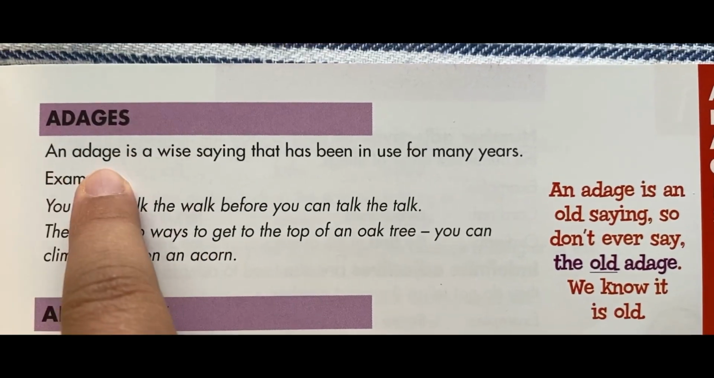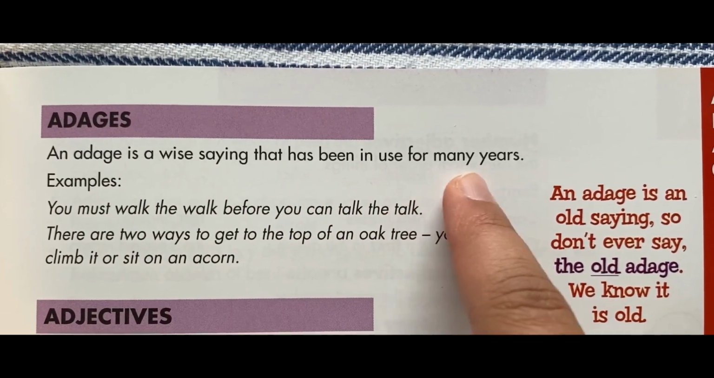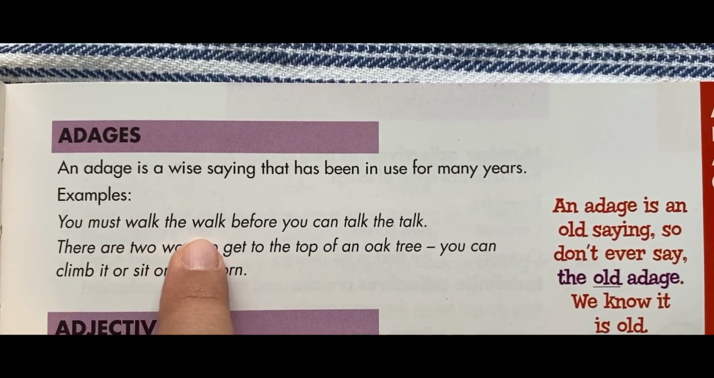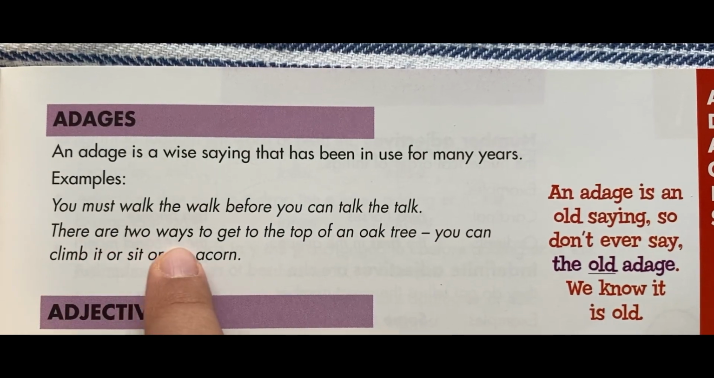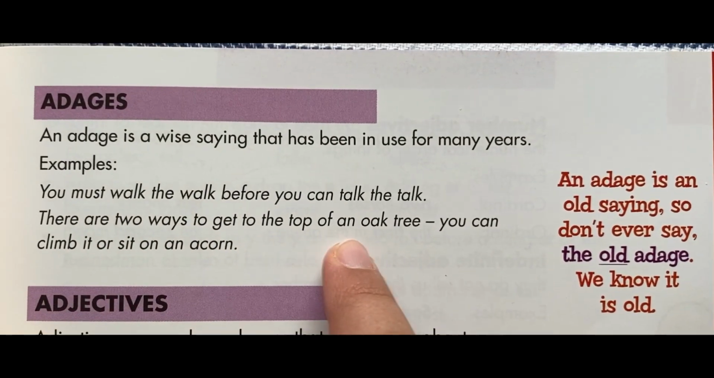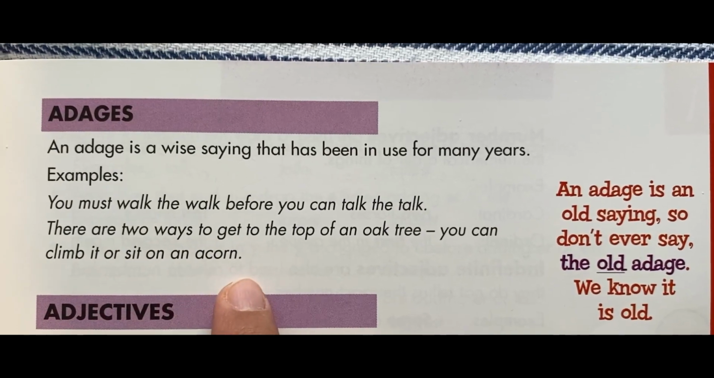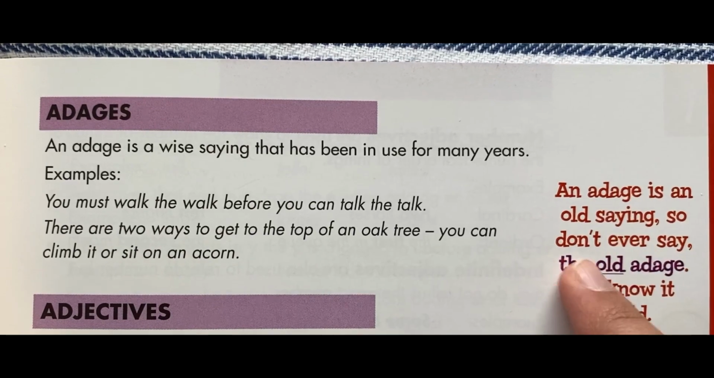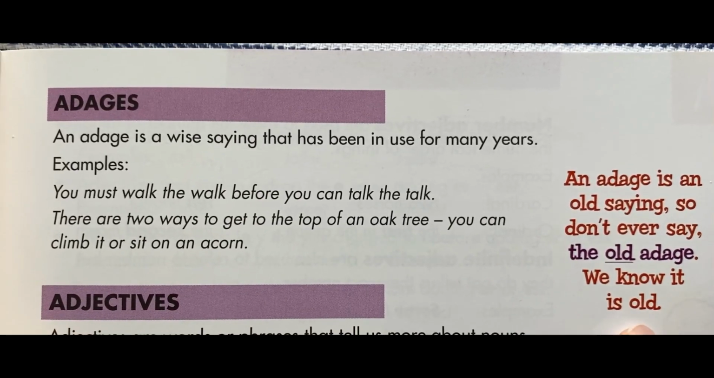Adages. An adage is a wise saying that has been in use for many years. Examples: you must walk the walk before you can talk the talk. There are two ways to get to the top of an oak tree. You can climb it or sit on an acorn. An adage is an old saying, so don't ever say the old adage. We know it is old.